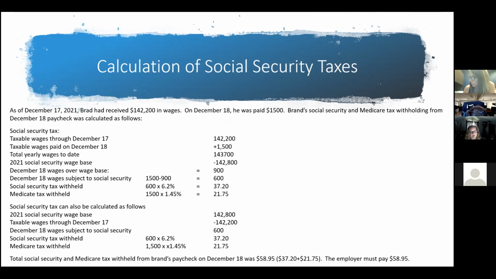This $1,500 payment to Brad is not putting him over 200,000, so we don't have to worry about any additional Medicare tax. So the Medicare tax on his $1,500 payment is just going to be $21.75, or 1.45% times 1,500. So to get the total amount that we would pay in Social Security and Medicare tax, we're going to add those two numbers together and get $58.95.